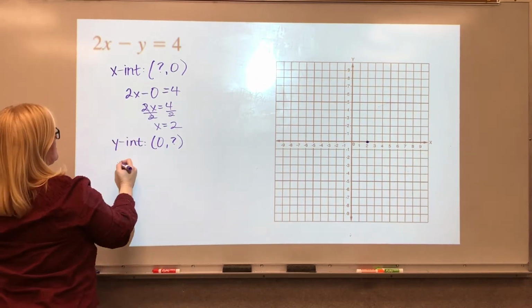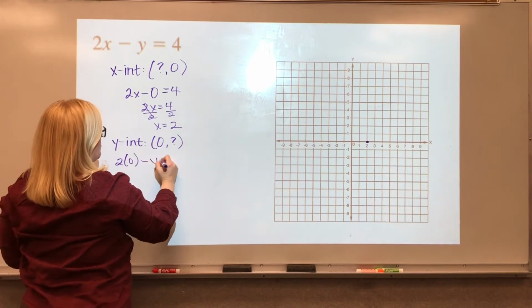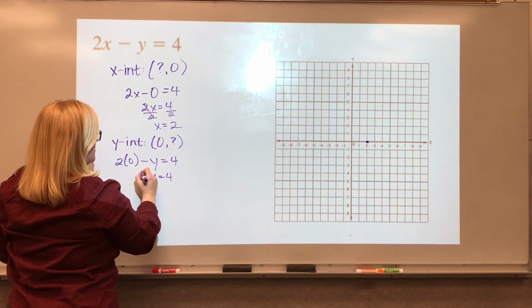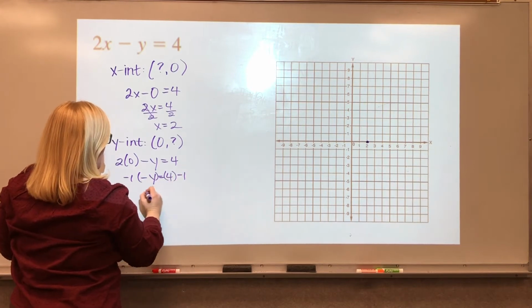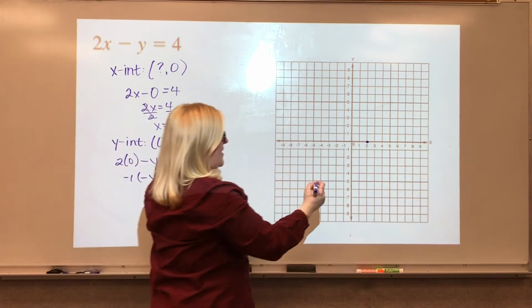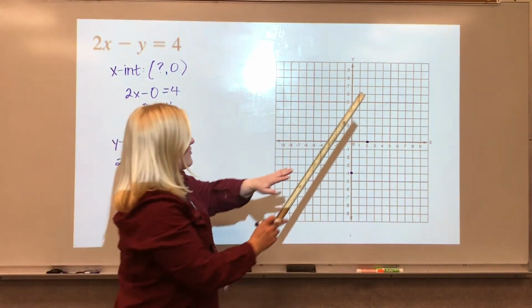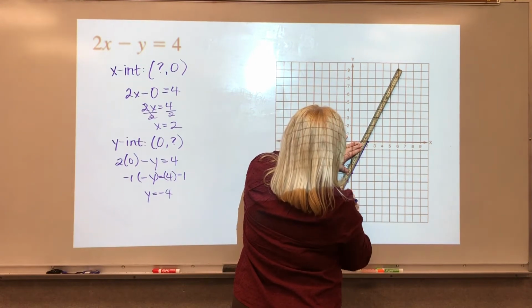But I'll plug that in. So I've got 2 times 0 minus y equals 4. Negative y equals 4. And if I multiply both sides by negative 1, I get y equals negative 4. So my y-intercept is negative 4. And I just like this because it connects the dots.